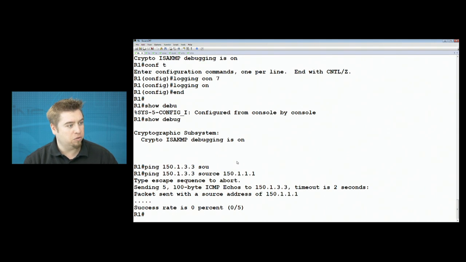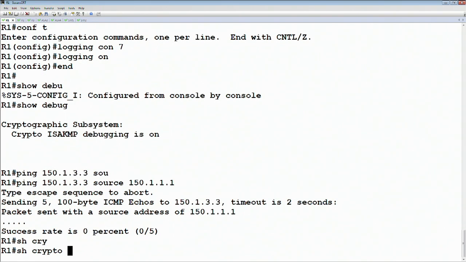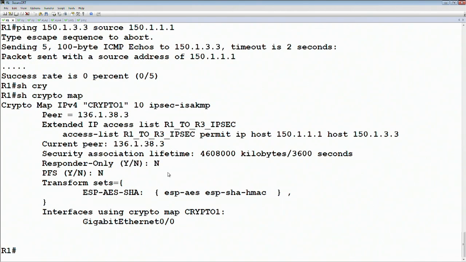Okay, there could be a couple different reasons for this. It could be as simple as the crypto map is not applied. Could be that the access list is not applied to the crypto map, or the access list is matching the wrong thing. So let's look at the crypto map configuration. Let's say show crypto map. The crypto map is applied on gig 0/0, which is our outbound interface, and it says the access list is going to be matching traffic coming from 150.111 going to 150.133. So it should theoretically be triggering the connection, but for some reason it's not.